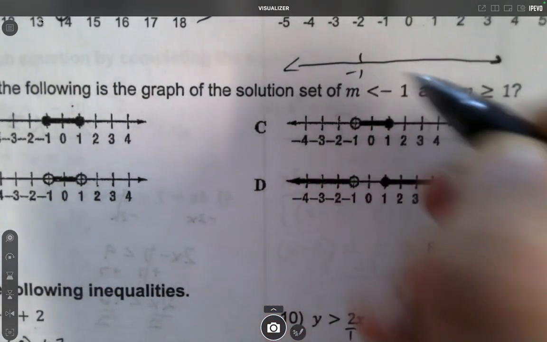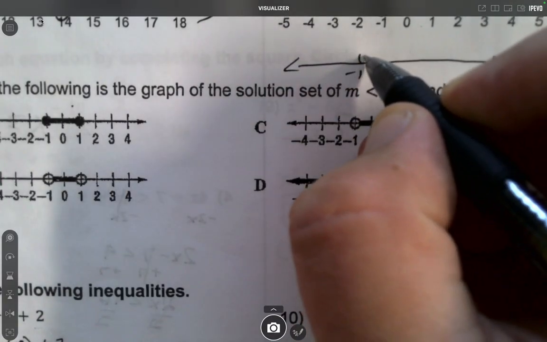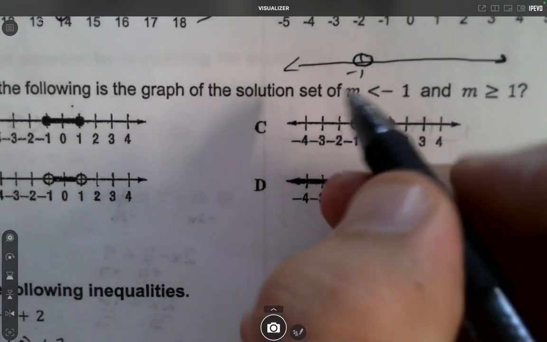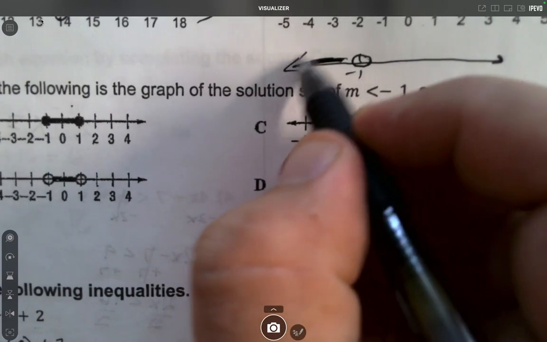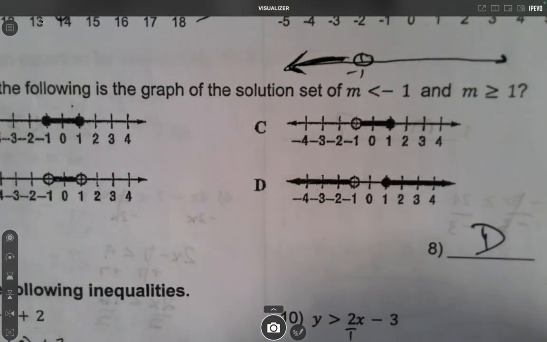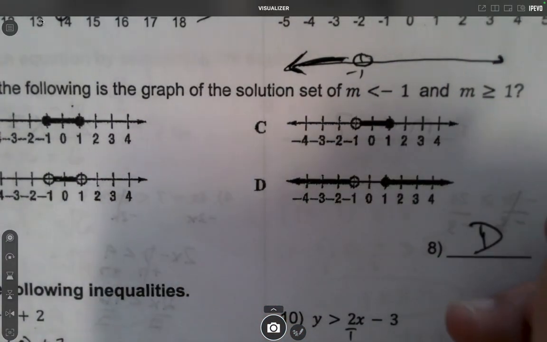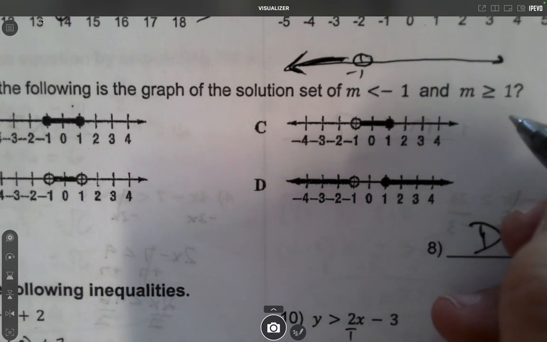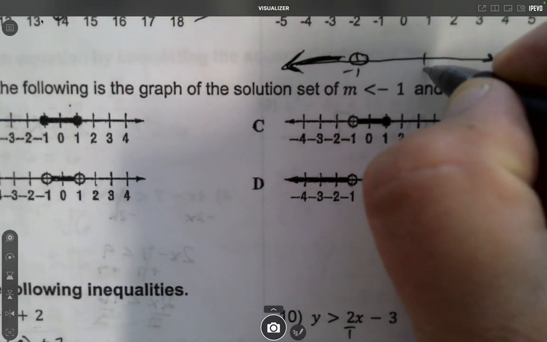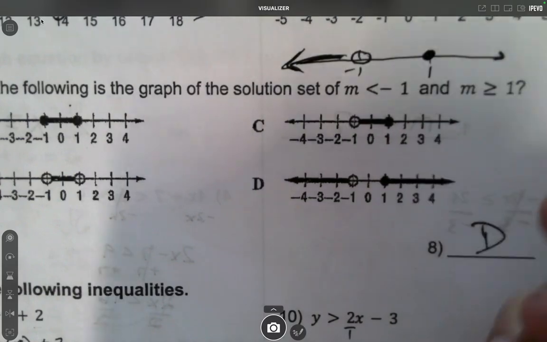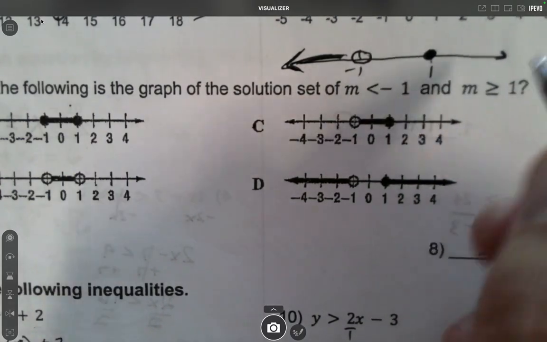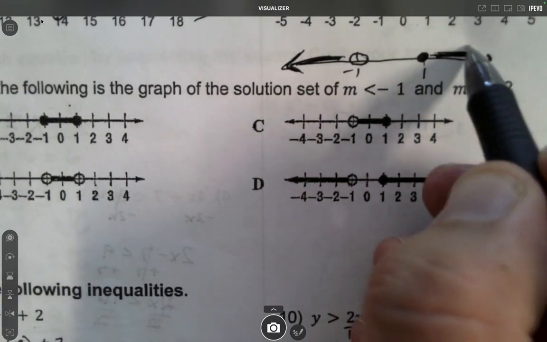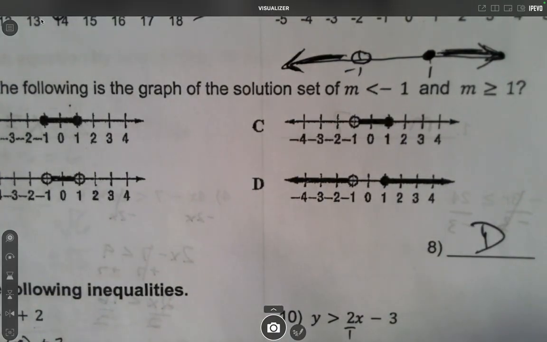So at -1, we have an open circle because it just says less than, and I'd shade it this way because that's all the numbers that are smaller than -1. For m is greater than or equal to +1, we put a closed dot at +1 because it has an or equal to, and it says greater than, so we'd shade to the numbers that are bigger than +1.